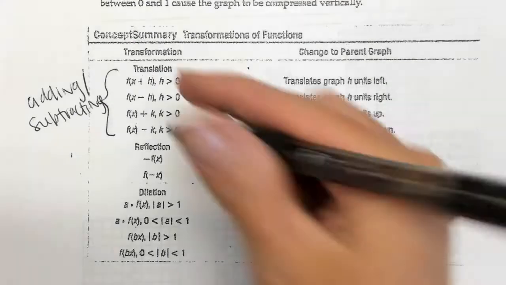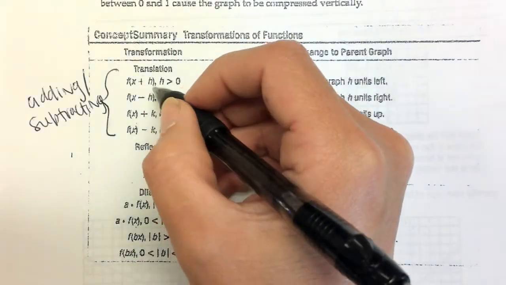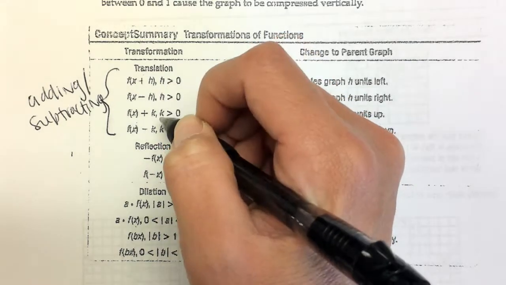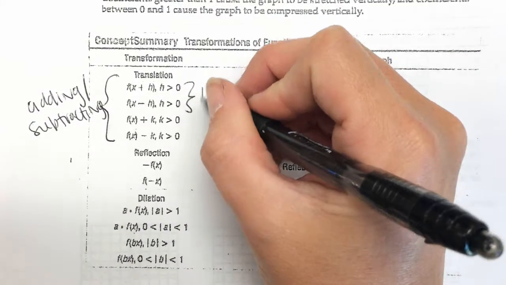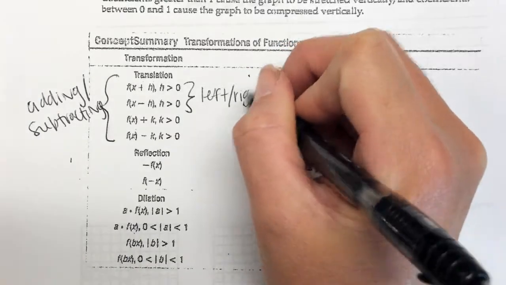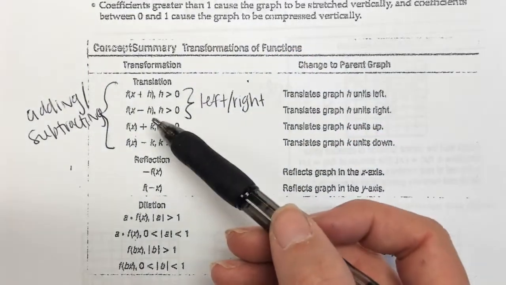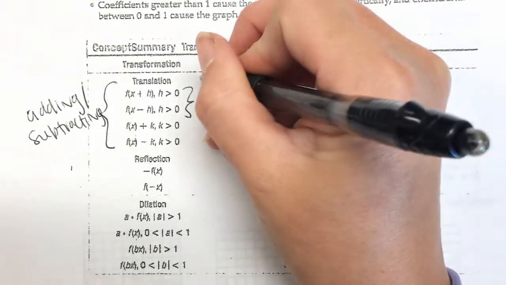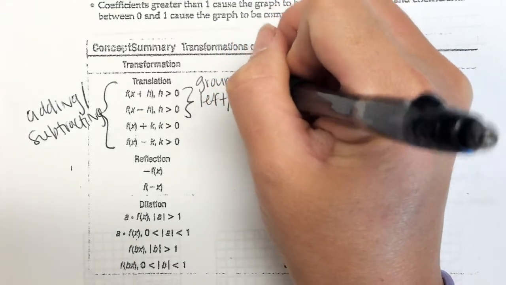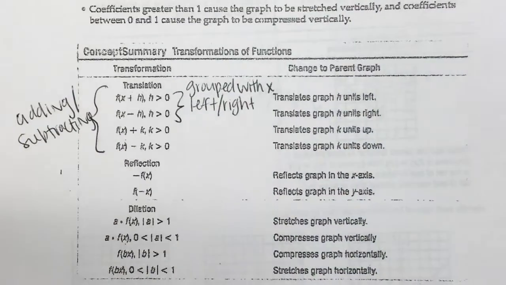These 2 kind of look alike, right? Both of them are adding 8 to our function. Just one of them is negative, one of them is positive. This is going to be translating our function horizontally, which means in which direction? Which is what? Left to right. Good. So put left to right. And that's if the h, or the number, is inside grouped with the x. So put grouped with x. That's when it's moving left to right. When it's grouped with the x, added or subtracted.